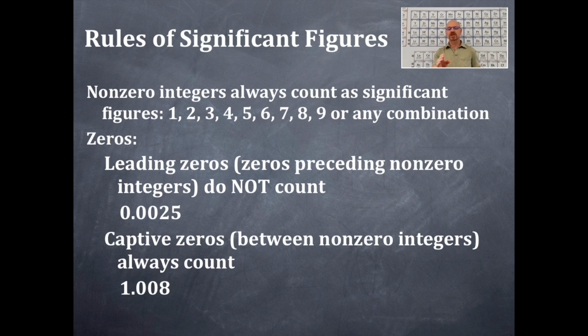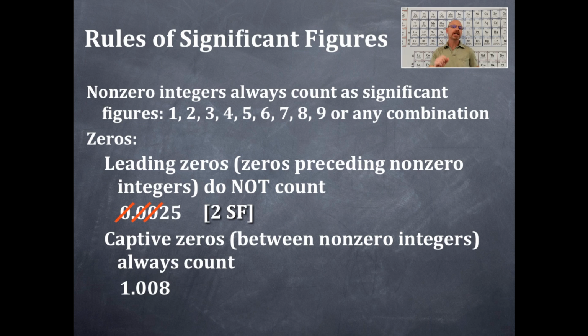All right, let's go back to that first number, 0.0025. Do you see any leading zeros there? Yes, you do. That is that 0, and that 0. Leading zeros do not count. The 2 and the 5 count. So how many significant figures in 0.0025? 2 significant figures.